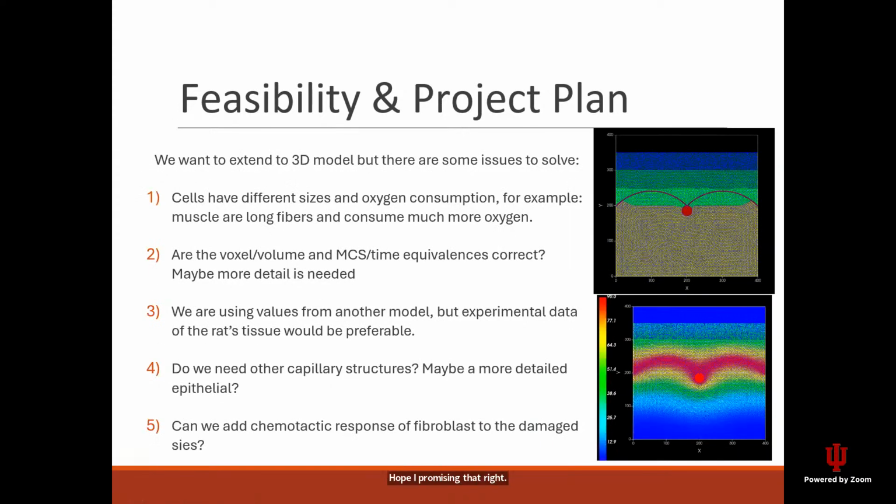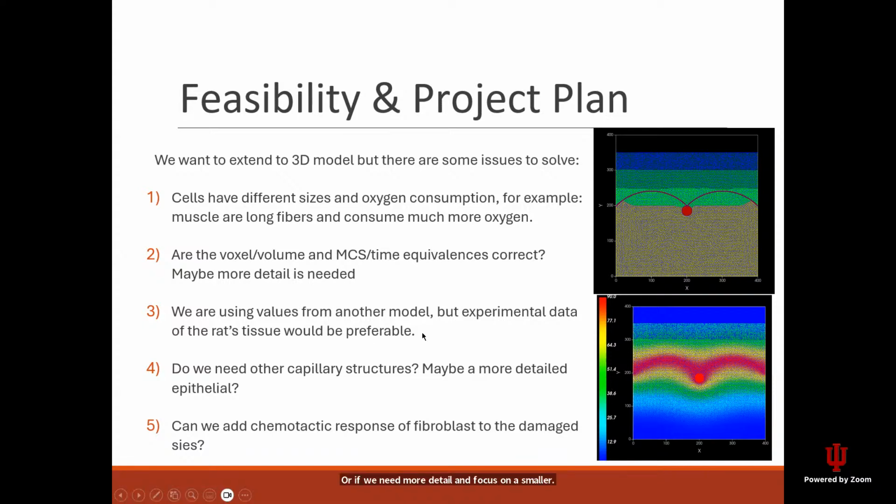But we want to extend it to a 3D model, and we have several issues to solve. For example, cells have different sizes and oxygen consumption. For example, muscles are longer fibers that consume much more oxygen. We need to know if this is the correct scale, as this is a ton of cells being simulated. So we want to check if the voxel to volume equivalence and Monte Carlo steps to time equivalence are correct, or if we need more detail and focus on a smaller area.